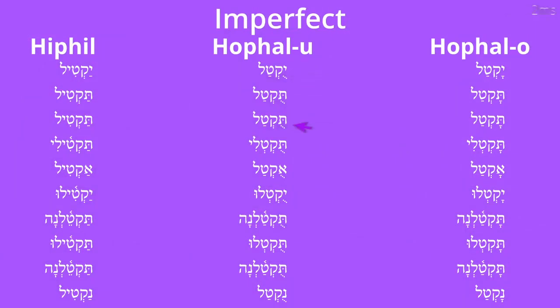The same is true in the imperfect minus the he prefix. Why? Because the imperfect has its own conjugation prefix. So with the U class, we have yuktal, tuktal, tuktal, tuktali, uktal, yuktalu, tuktalna, tuktalu, tuktalna, nuktal. With the O class, yoktal, toktal, toktal, toktali, oktal, yoktalu, toktalna, toktalu, toktalna, noktal. So again, just as the name suggests, we'll have either the U or the O plus an A. There's just no he at the beginning because of the imperfect prefixes.